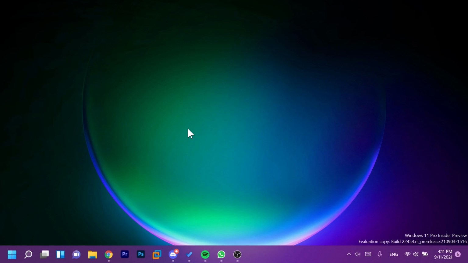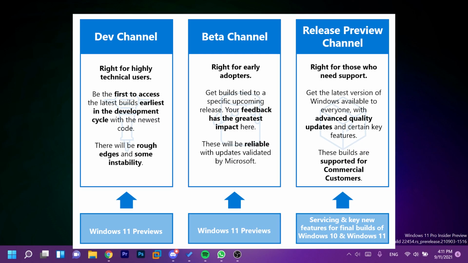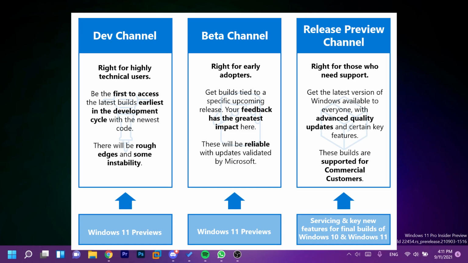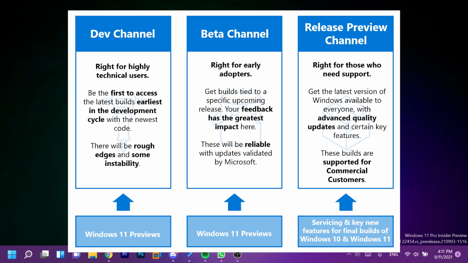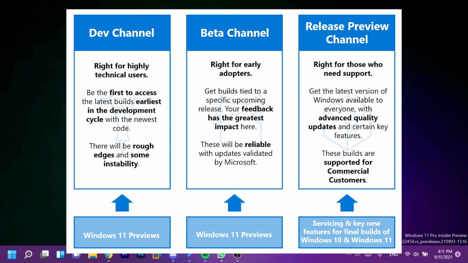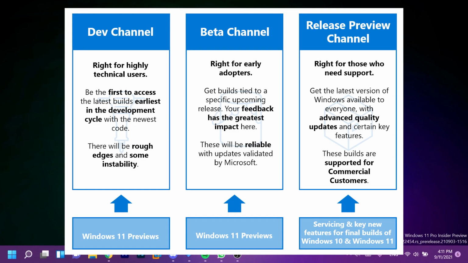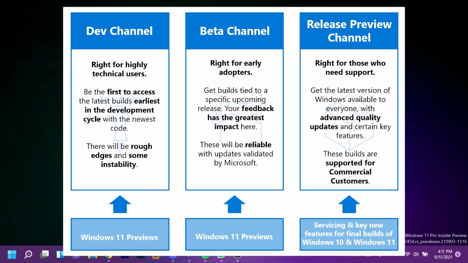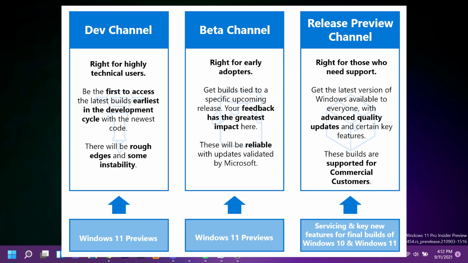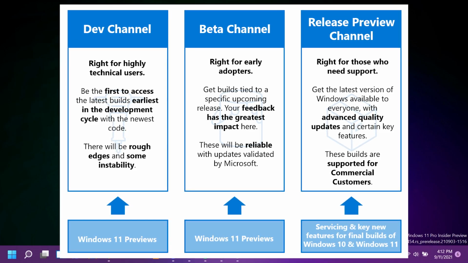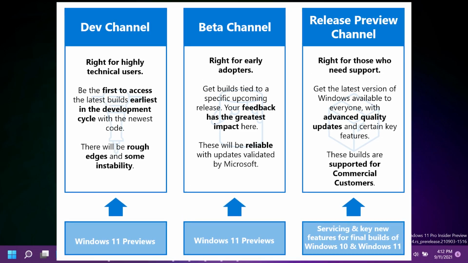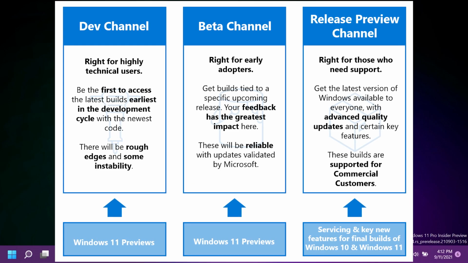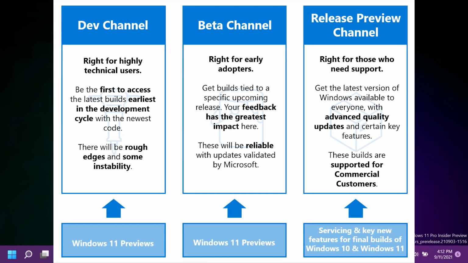First of all, let's understand once and for all what all these channels mean and what is their purpose. So the dev channel is right for highly technical users. Here, you will be the first to access the latest builds in the earliest cycle of the development. The dev channel is the most unstable of them all. The beta channel is a bit more stable. You get builds tied to a specific upcoming release. For example, now in the beta channel, we're getting updates related to the official release from October the 5th. Your feedback has the greatest impact in the beta channel. And the release preview channel is right for those who need support. You will get the latest version of Windows available to everyone with advanced quality updates and certain key features.